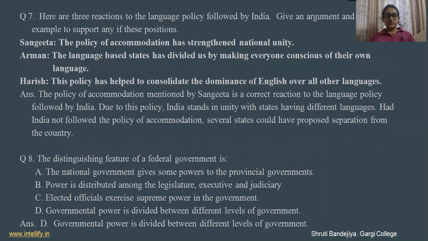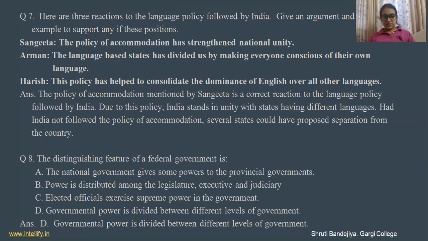So question 7 says, here are three reactions to the language policy followed by India. Give an argument and an example to support any of these positions. Sangeeta: the policy of accommodation has strengthened national unity. Arman: the language-based states had divided us by making everyone conscious of their own language. Harish: this policy has helped to consolidate the dominance of English over all other languages. So the policy of accommodation mentioned by Sangeeta is the correct one. Due to this policy, India stands in unity with all states having different languages. Had India not followed the policy of accommodation, several states could have proposed separation from the country. So, this is the right answer.